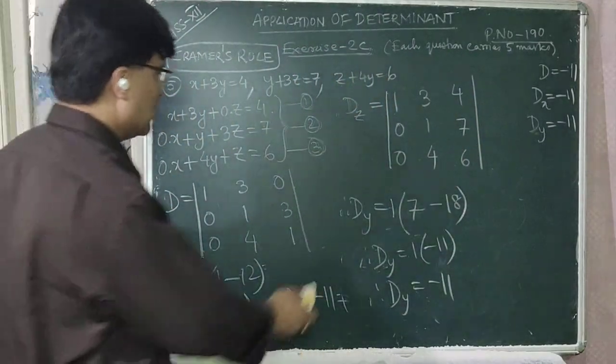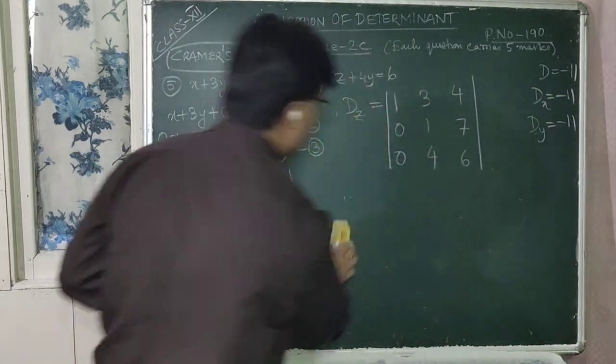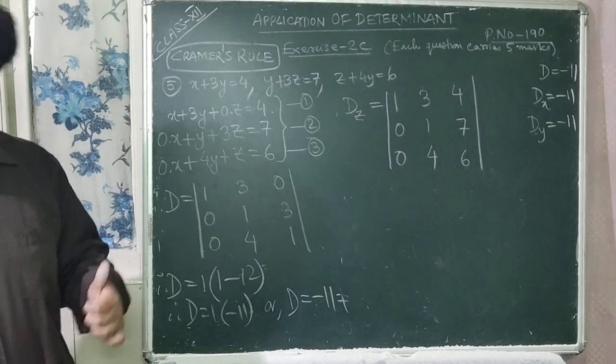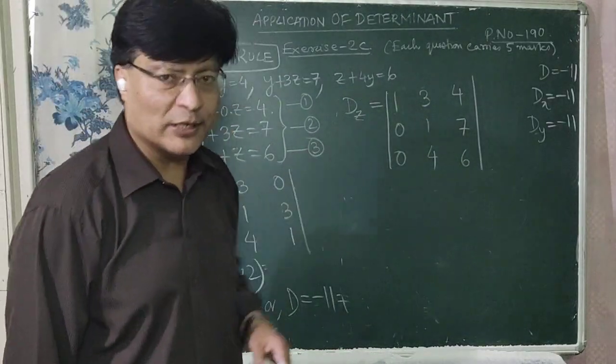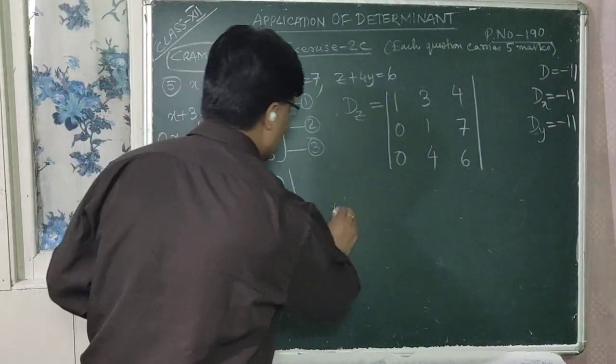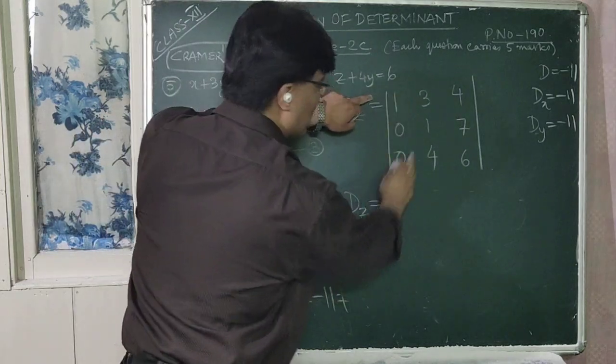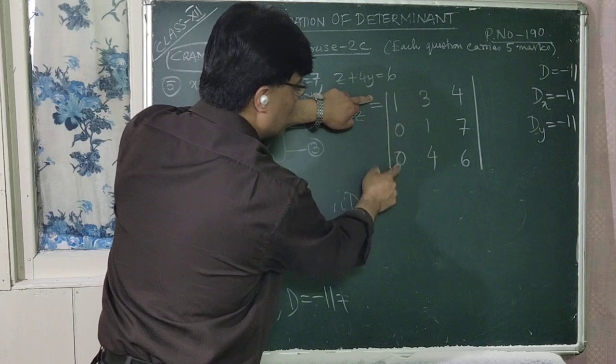Clear? Now let's expand it. So here also you can expand it with respect to the first column. In the first column also there are two elements 0. You can easily expand it, right? So therefore dz is equal to, now expand it with respect to the first column. What are the signs? Plus, minus, plus.